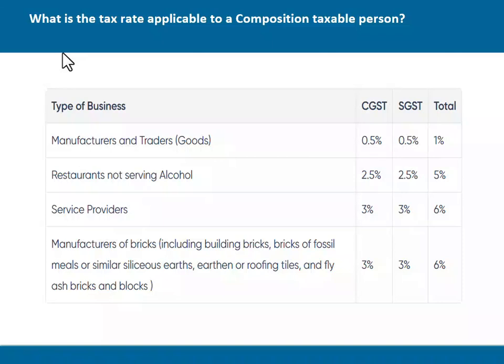Okay, fine. Then what comes next? Service providers, 6%. Manufacturers of bricks, including building bricks, bricks of fossil meal or similar structures, for them it is 6%. So the more important rates are 1%, 5% or 6%. Bricks is a separate industry altogether. They have to pay only this tax, and they can pay the tax on a quarterly basis. The disadvantage is they lose the input tax credit. So that's the one, and they have to pay taxes only on a quarterly basis.